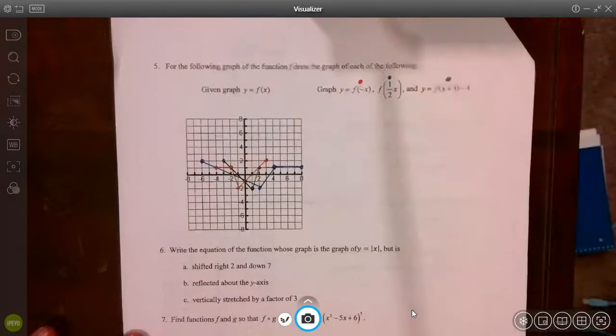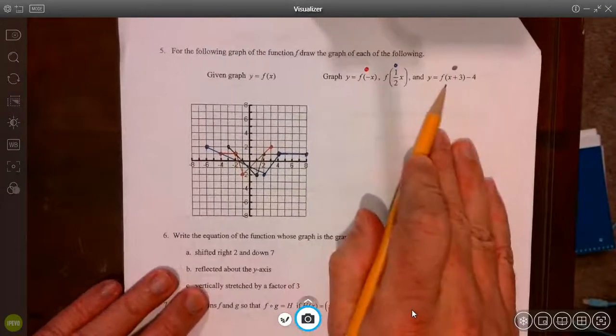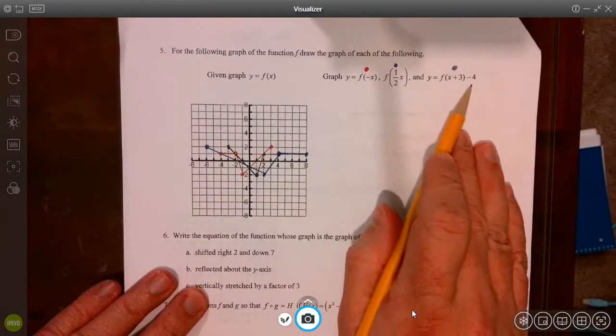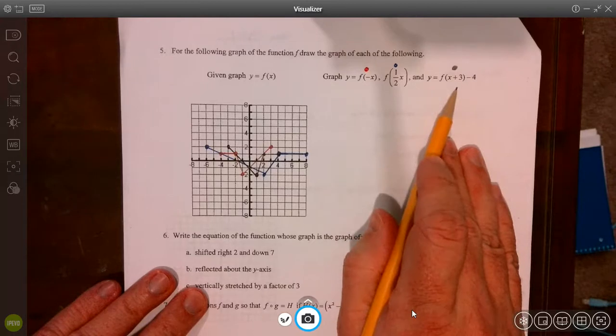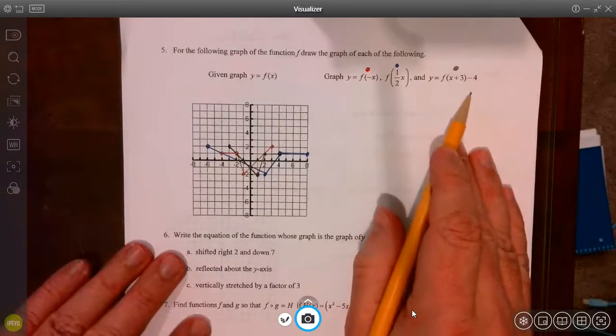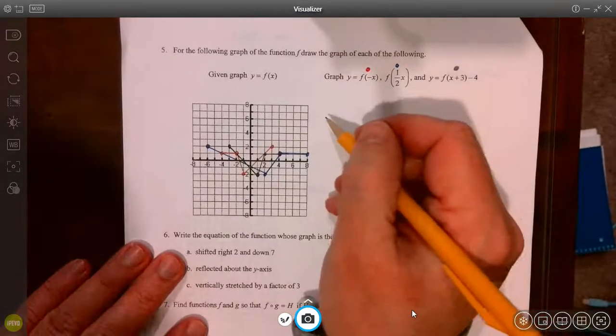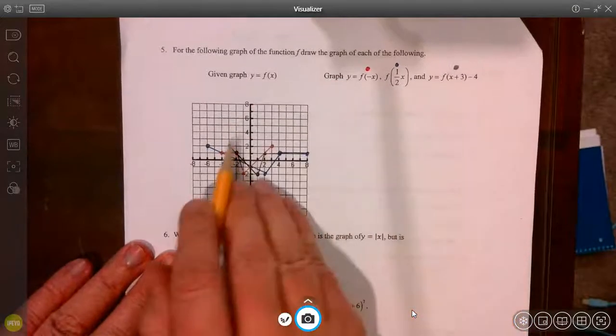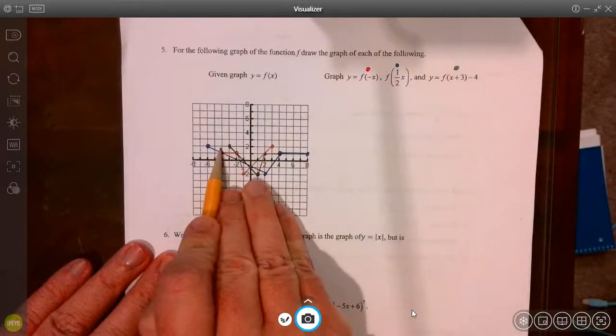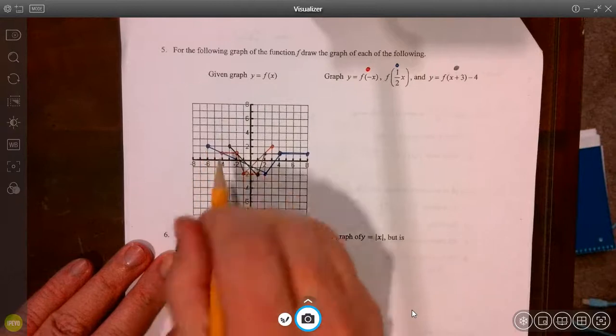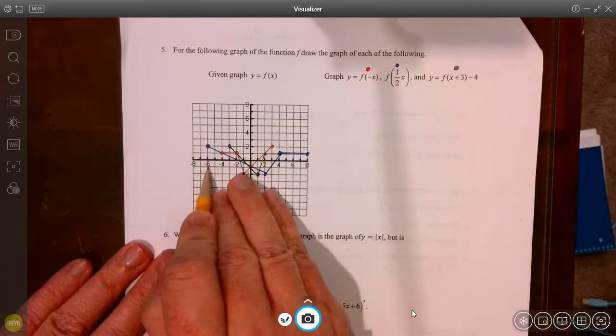So, all right, and here y equals f of x plus 3, all minus 4. That is shifting it to the left 3 and down 4. So I take all of my original points. So here's one of them. I go left 3, 1, 2, 3, down 4, 1, 2, 3, 4.